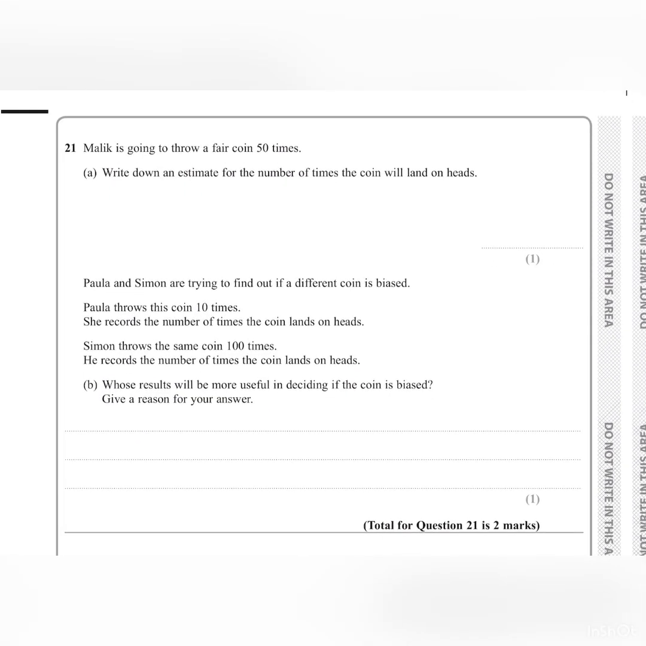Okay, question number 21. It says Malik is going to throw a fair coin 50 times and write down an estimate for the number of times the coin will land on heads. Okay, now fair coin means it's got equal chance of landing on a head or a tail, and the chance of landing on a head is a half. So if he's going to throw the coin 50 times, half of 50 would be 25.